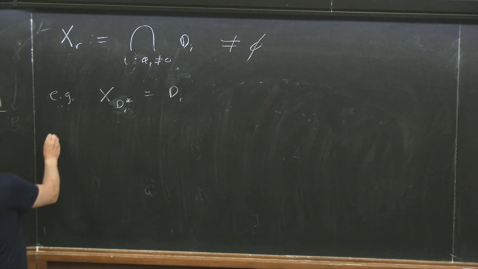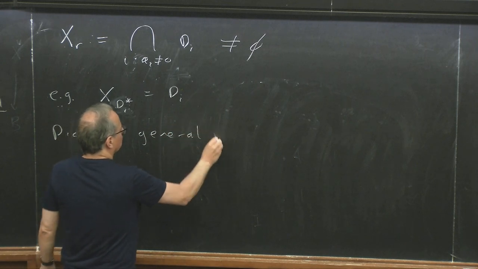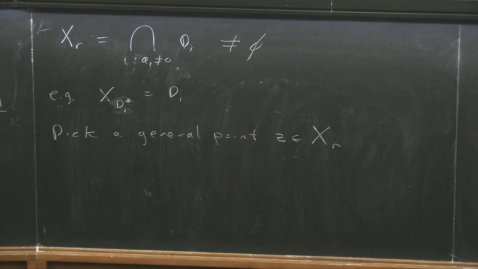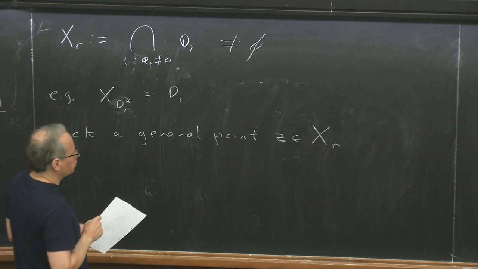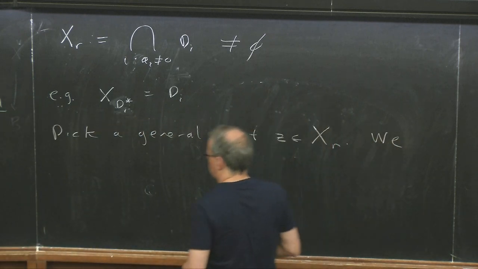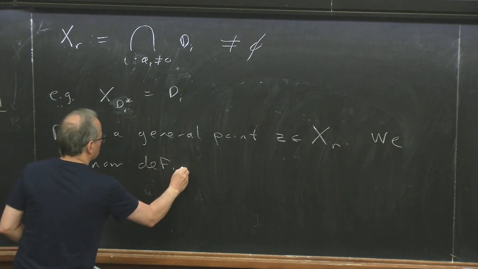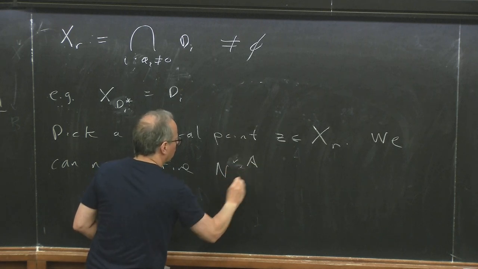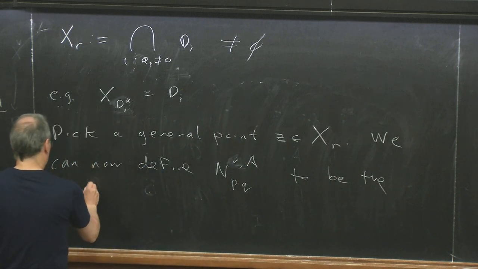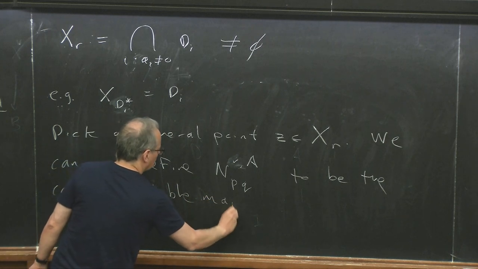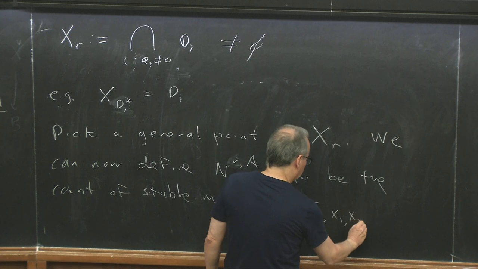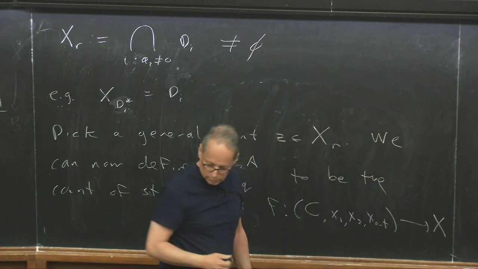OK, so now let's pick a point, pick a general point Z in this stratum X_R. Now define N_{A,R,P,Q} to be the count of stable maps f from a curve C with three marked points, x1, x2, x_out, to X, satisfying the following properties.